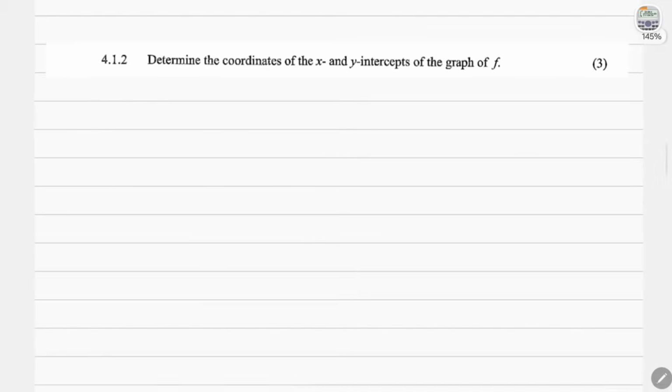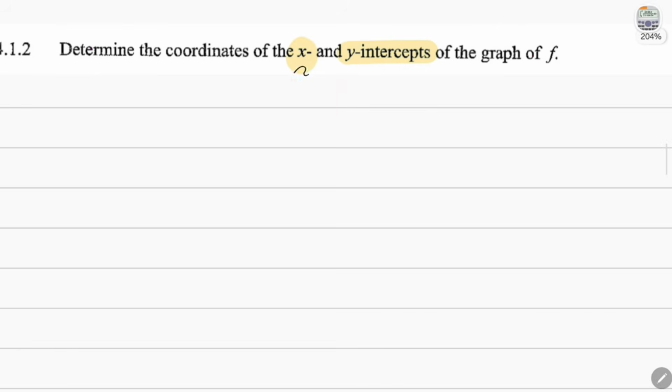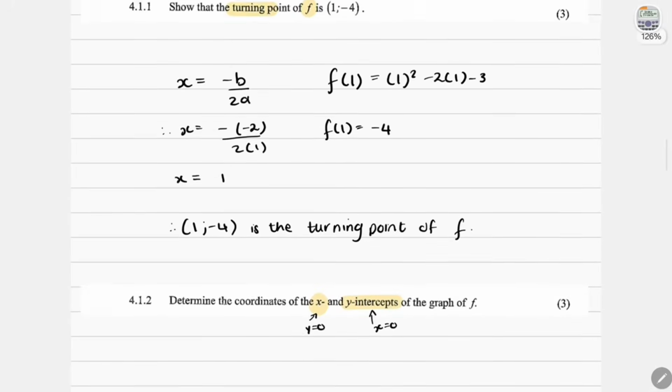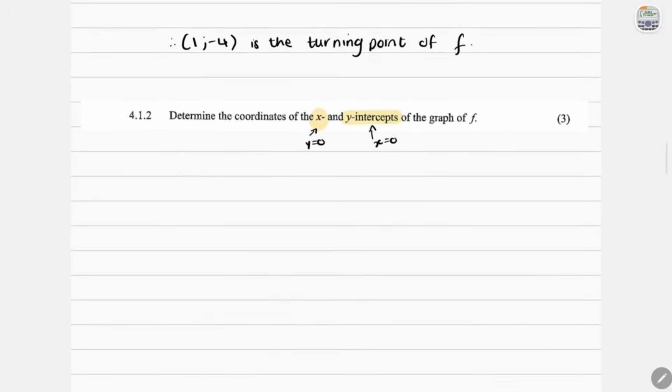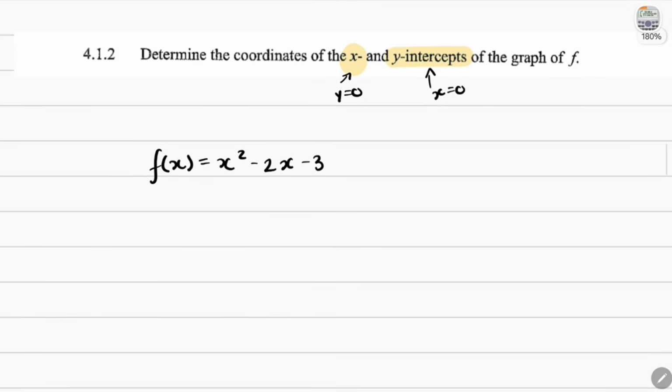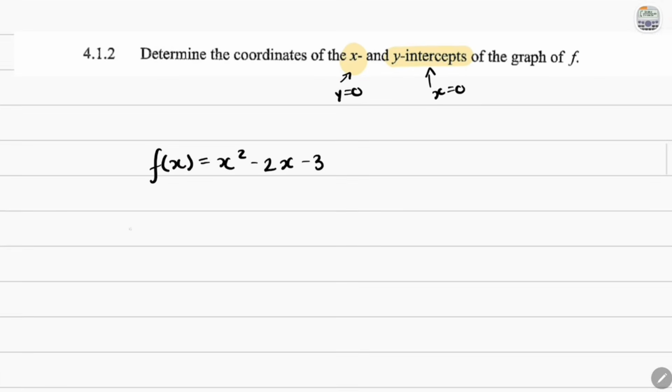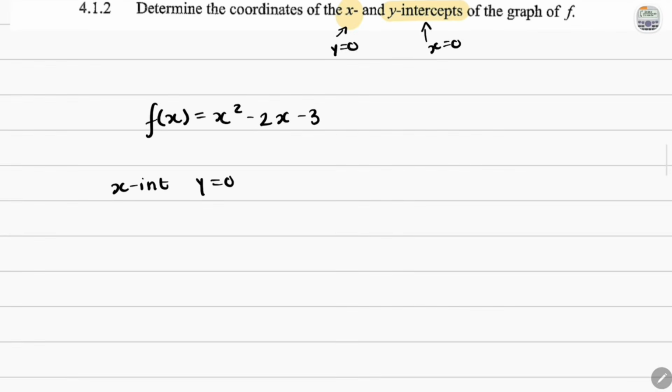The next question, 4.1.2, says, determine the coordinates of the x and y intercepts of the graph of f. Okay, so to find the x-intercept, you make y equal to 0. To find the y-intercept, you make x equal to 0. And that's all we have to do there. So let's just rewrite our equation, okay, of f first. And so we're going to first find the x-intercepts. So we're going to make y equal to 0.